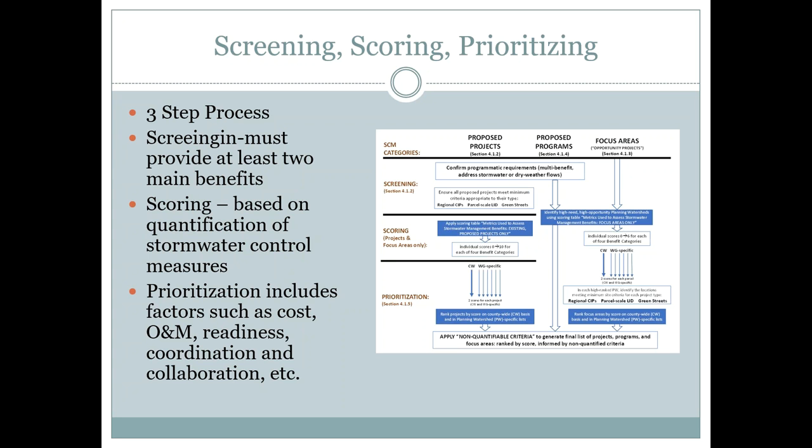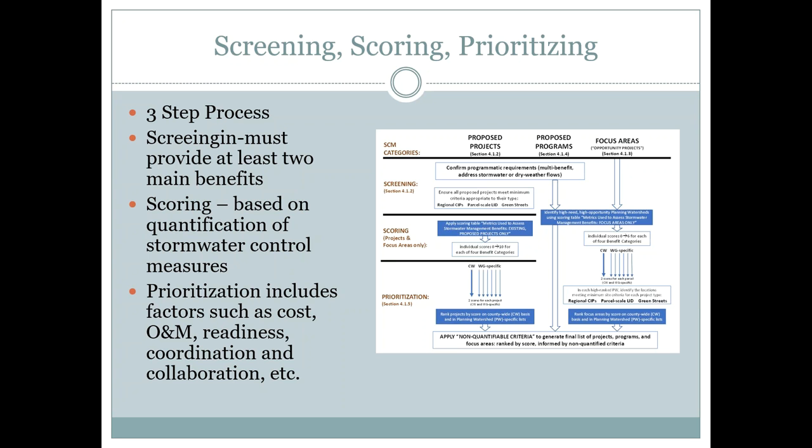It does come down to quantification, so we try to quantify the stormwater measures that will come out of that, so we have a sense of that. But there are also other things that help with the prioritization, which are more about the cost, the operation and maintenance agreements if they're in place, the readiness to proceed, and public input or prioritization. So there are a lot of other factors that play into it.